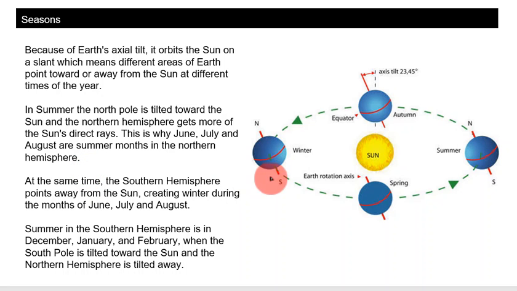So if we take our winter time here in Ireland, the southern hemisphere's summer is December, January, February, when the South Pole is tilted towards the Sun and the northern hemisphere is tilted away. This is how important the tilt is. It has a massive impact on the temperatures that are observed on the Earth during those different periods of time.